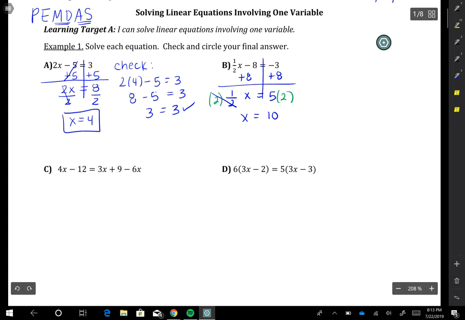Now we can check our work. Does 1/2 times 10 minus 8 give me negative 3? Well, half of 10 is 5. And sure enough, 5 minus 8 does give me negative 3. So x equals 10 is my correct solution.